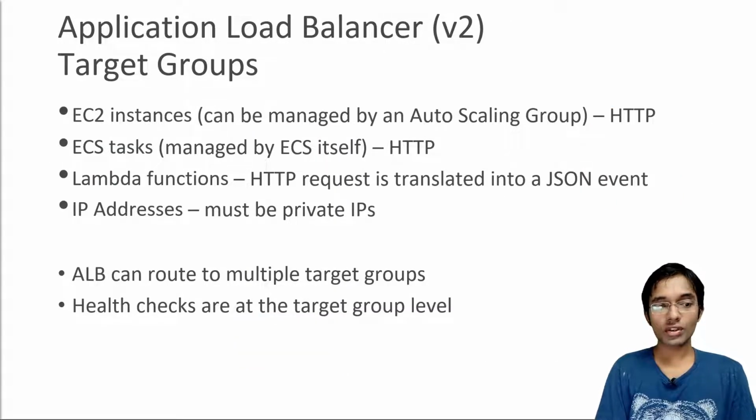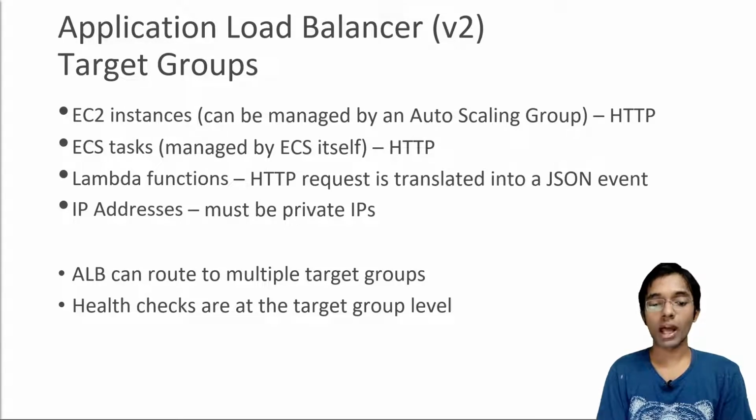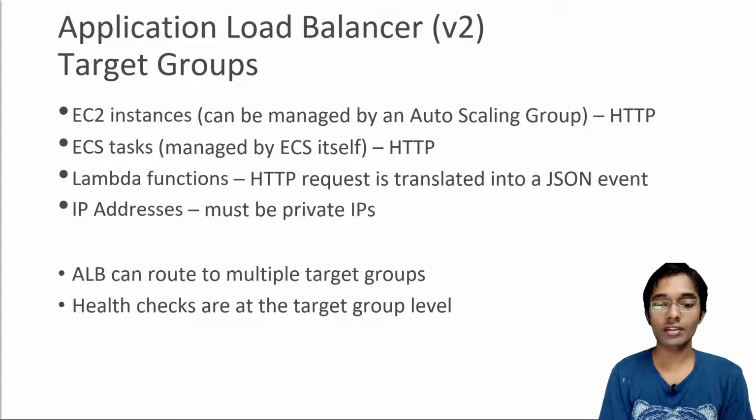So now, what are the target groups of an application load balancer? It could be EC2 instances, and these instances can be managed by an auto scaling group. This is a very common pattern. It could be Elastic Container Service tasks managed by Elastic Container Service itself, again using HTTP. Or it could be a Lambda function, in which case your HTTP request is going to be translated into a JSON event for your Lambda function.